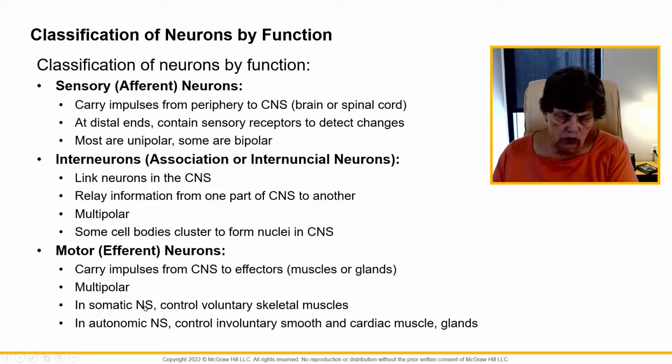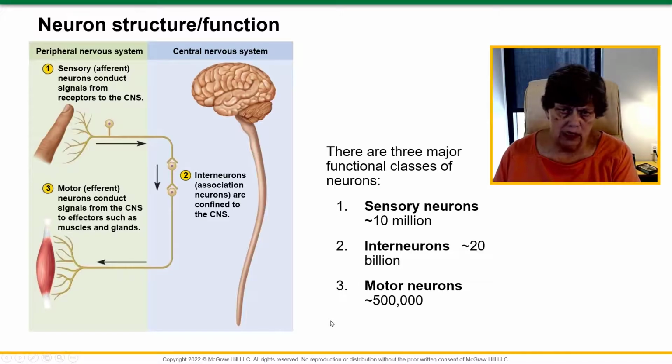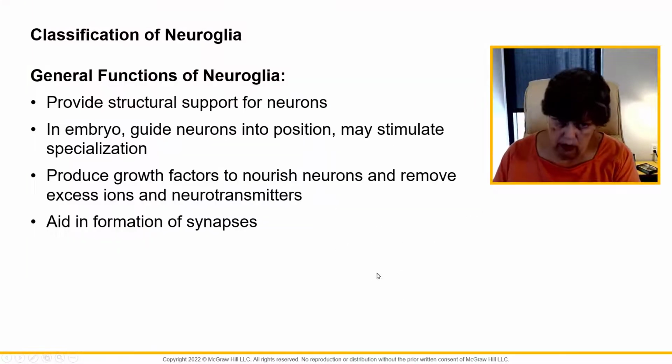In the somatic nervous system, they're going to control the skeletal muscles, and the autonomic nervous system is going to control the smooth muscle and the cardiac muscle and some of the glands. And you can see the different classes, what they look like, and how many we've got. So, yeah, got a lot of sensory neurons. We've got a lot of interneurons, and motors, not so much, because we're not always moving something.